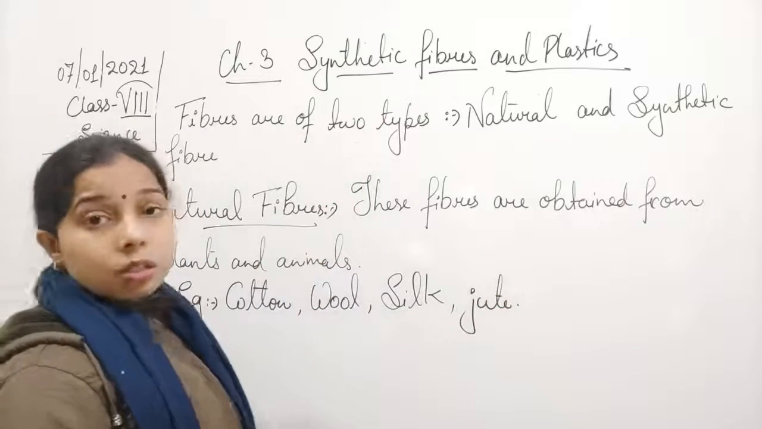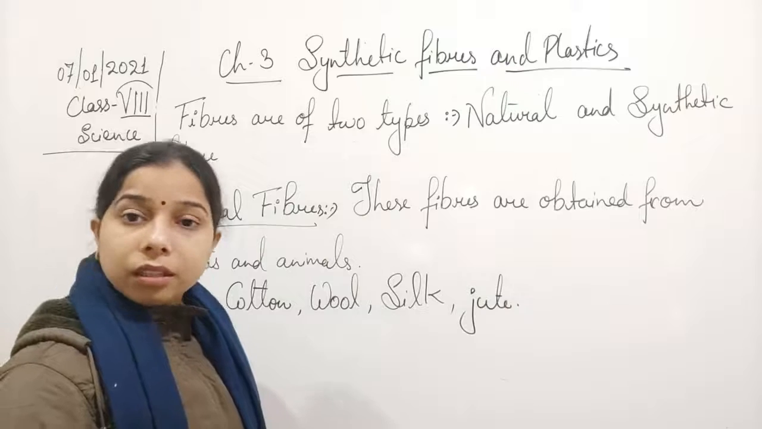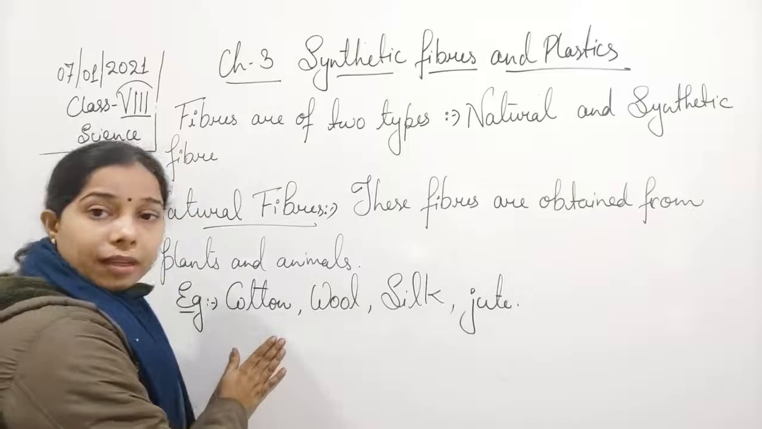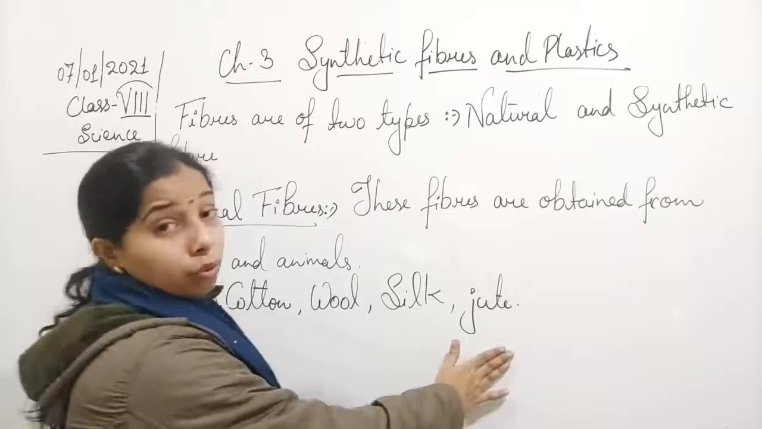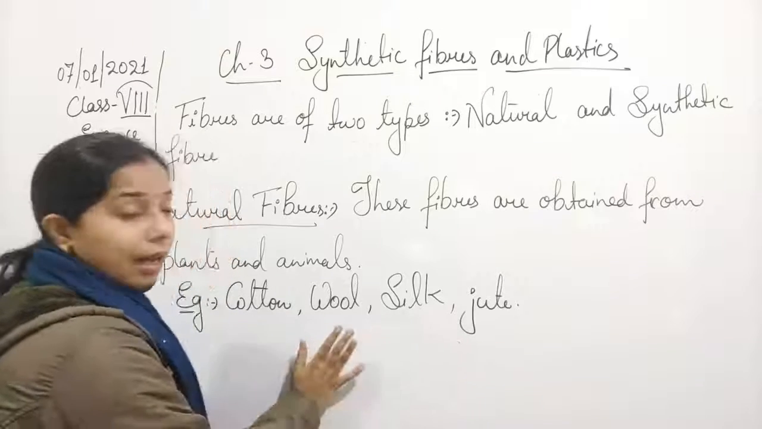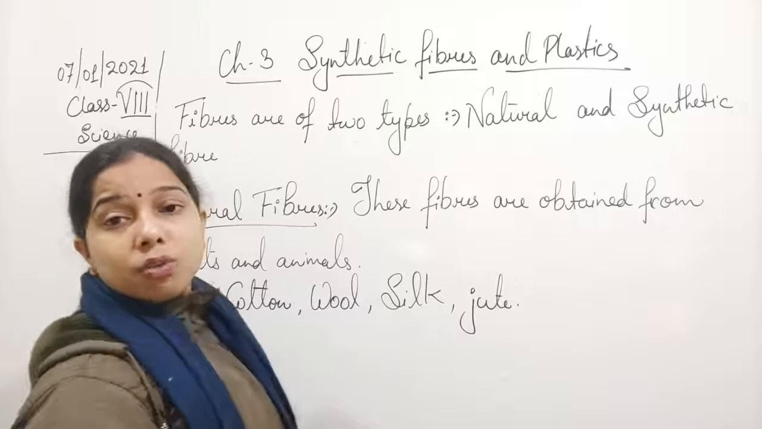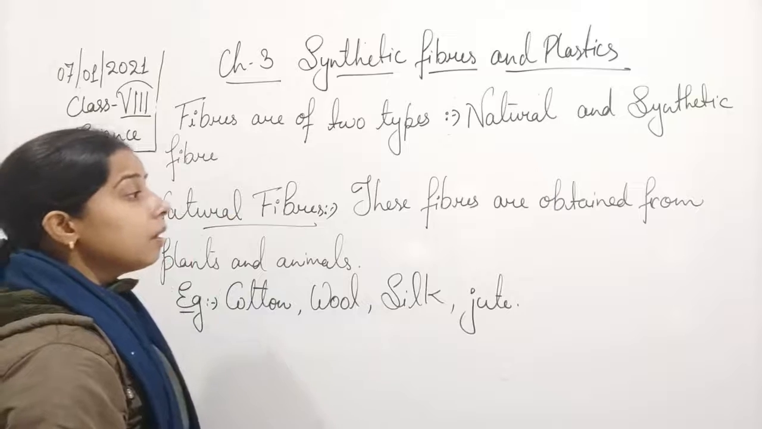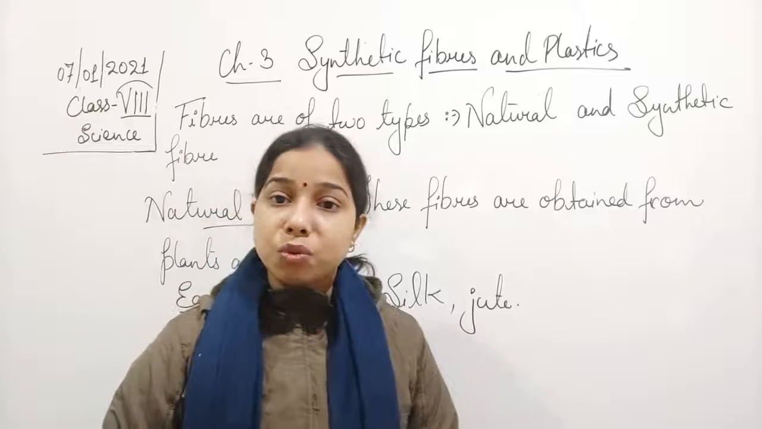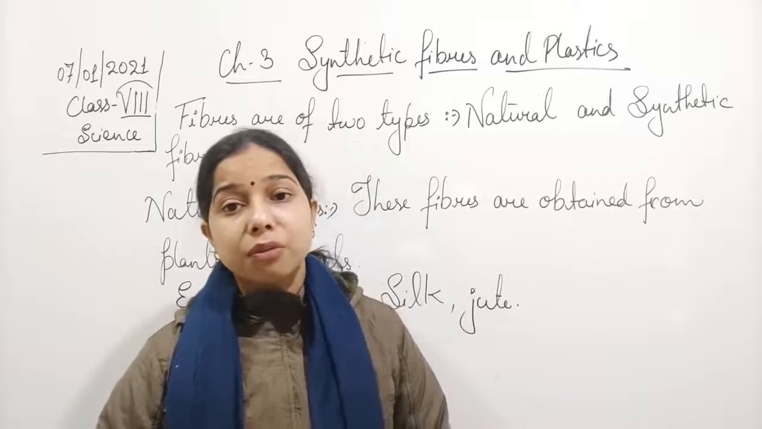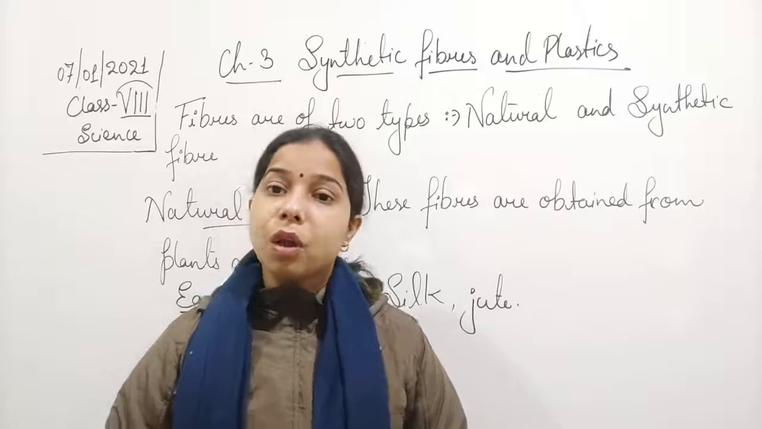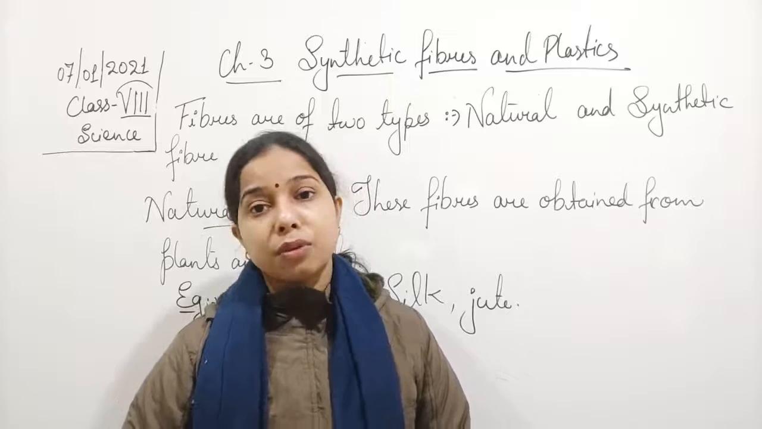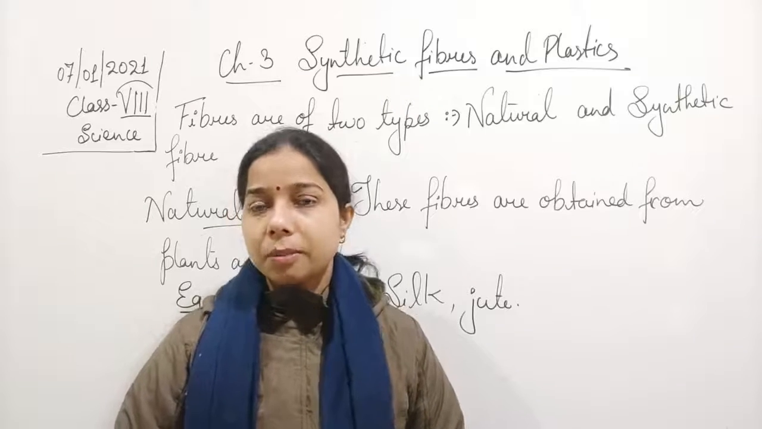So you see students, these all we obtain either from plants or from animals. So you see, cotton is obtained from the cotton plant, jute is obtained from the jute plant, while the wool and the silk are obtained from animals. Okay, so these are the natural fibers which we obtain from plants, or we obtain from animals. Such kind of fiber is known as the natural fiber. Okay, the name itself explains it.